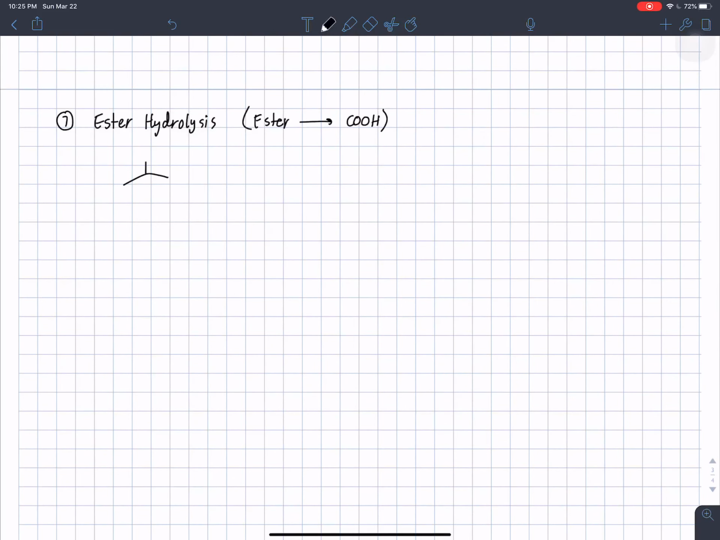So if I have an ester like this, you can turn it into a carboxylic acid. And this can happen 2 ways. You can do it in acidic conditions like H3O plus, or you can do it in NaOH. So each one has its own mechanism. In fact, the base one is the super easy one. And the acid one actually takes some time.